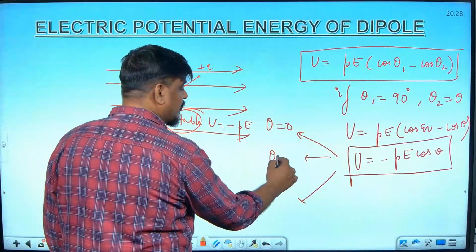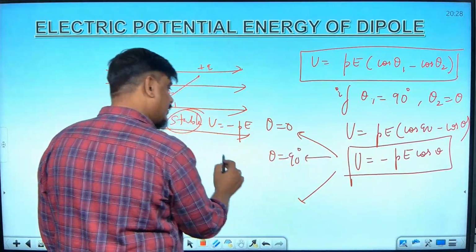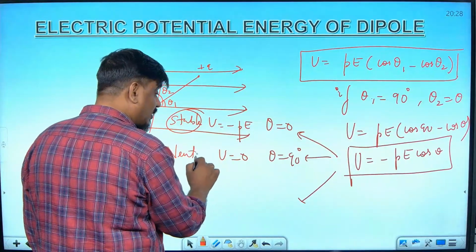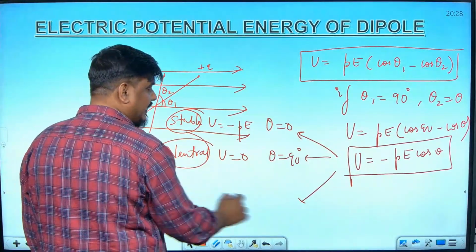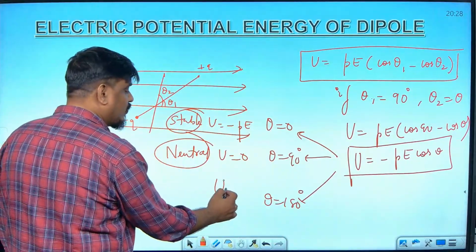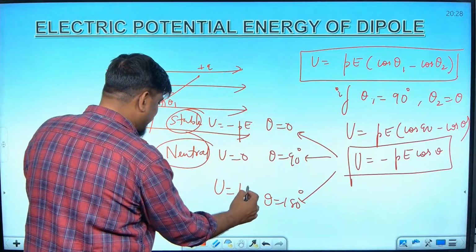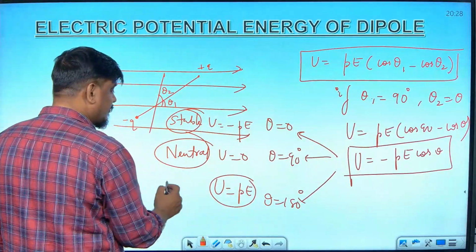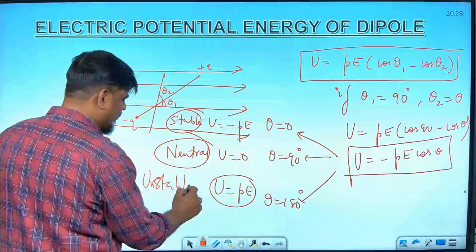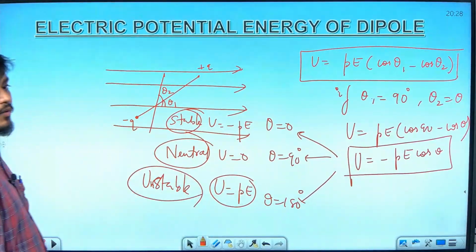If theta is equal to 90 degrees, U will become equal to 0. It is called neutral equilibrium. Third case, theta is 180 degrees. What will be U? Plus PE. This is called unstable equilibrium.